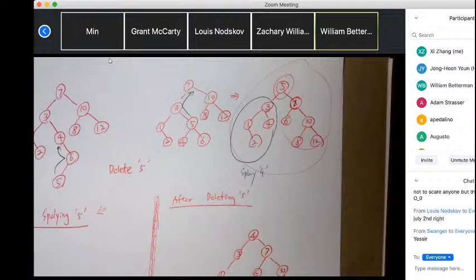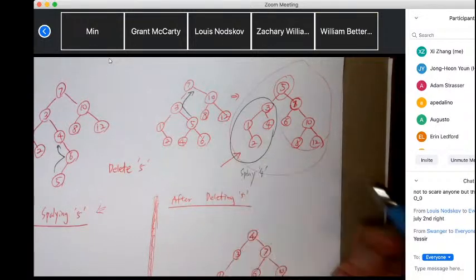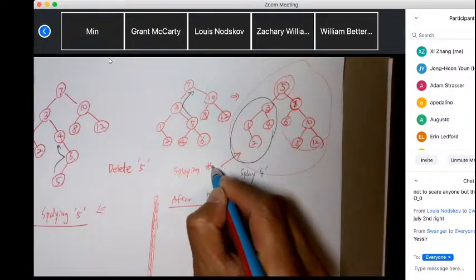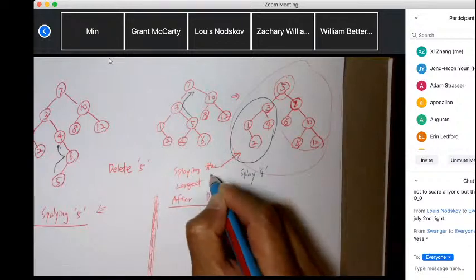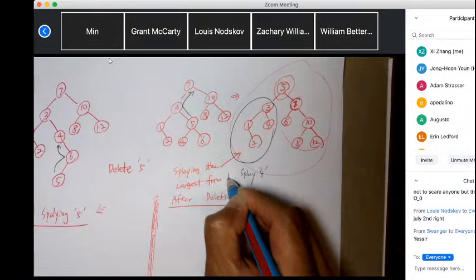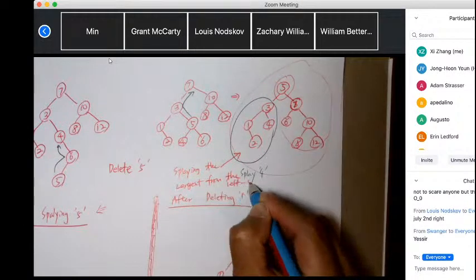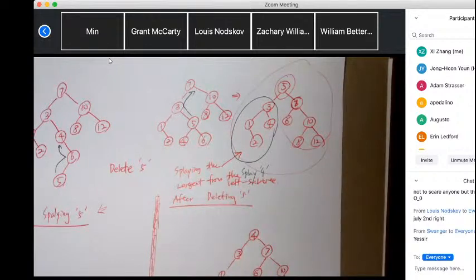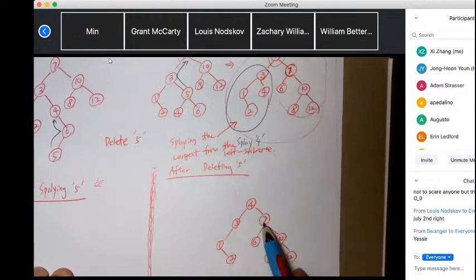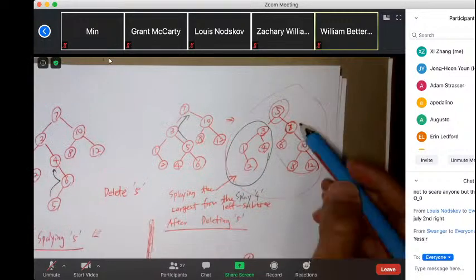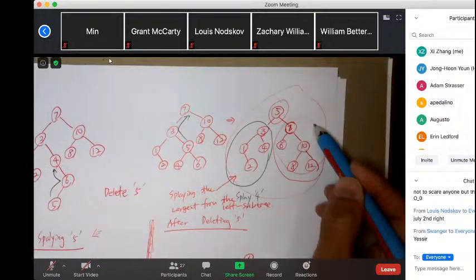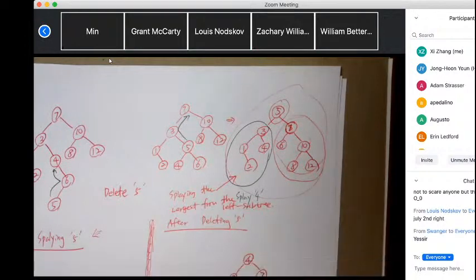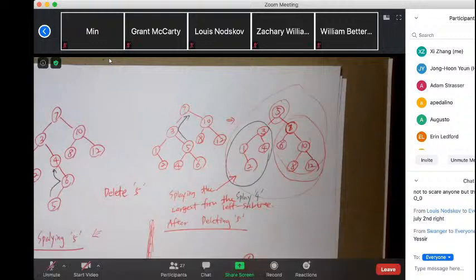So there are two possible ways. Splaying the largest from the left subtree, right? That's what we did here, right? Splaying the largest element in the left subtree and bypassing it. As an alternative option, you can splay the smallest element in the right subtree and make 6 the root of the tree. That's also a valid splaying operation, but not the algorithm given in the textbook. That was my comment. Right.